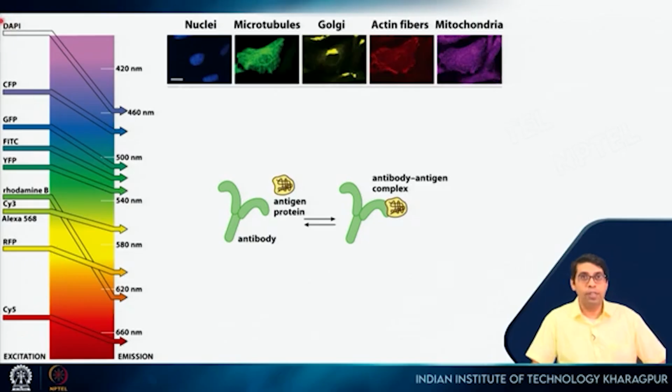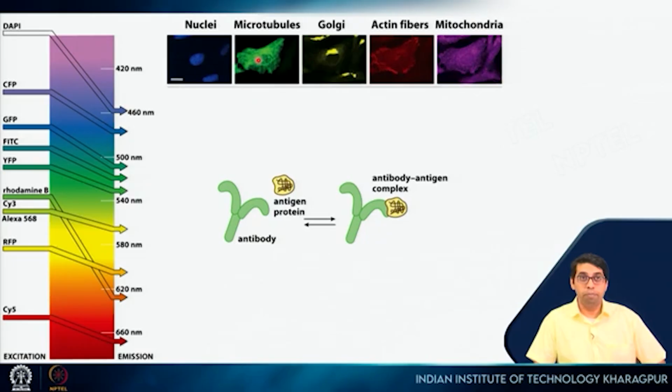For example, DAPI, which is excited almost in the violet range, emits at 460 nanometer, which gives you a blue color. And DAPI is a dye which very specifically stains the nuclei. So, we can use DAPI to look at the nuclei. We can use different dyes to stain different parts of a cell, and in many cases that is done using a dye which binds to proteins. So, you can have a dye which will bind to microtubules. Microtubules are made up of tubulins. We will see that in a few minutes in today's lecture.